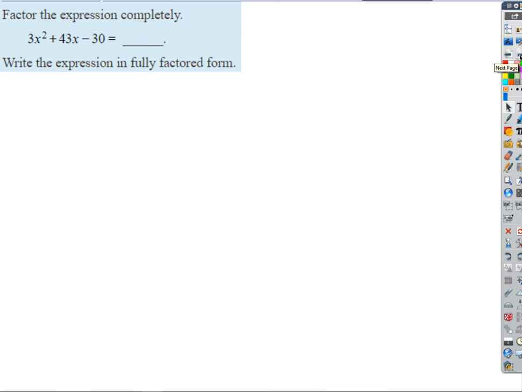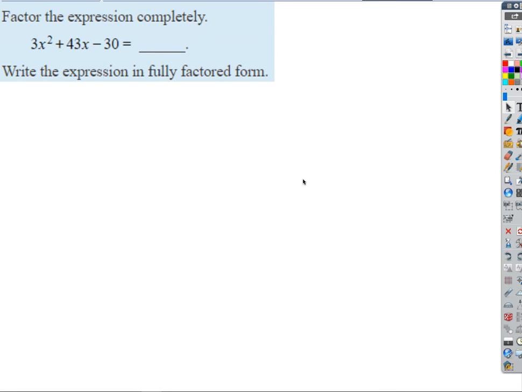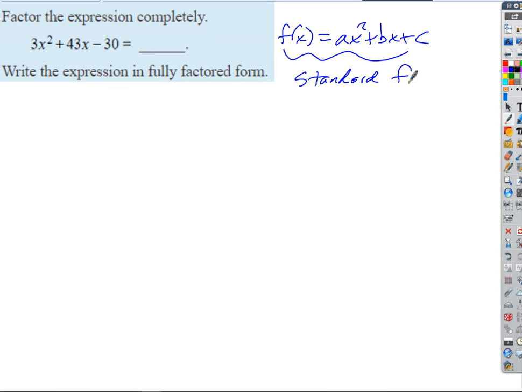Okay, what about something like that? That kind of steps it up a notch. Now we've got a coefficient. So let's talk about what form this is in. We're not going to spend a lot of time with this, but there are many different forms of a quadratic function. If I write it in the form f of x equals ax squared plus bx plus c, we call that standard form. So we're starting off in standard form here. What are the values of a, b, and c?